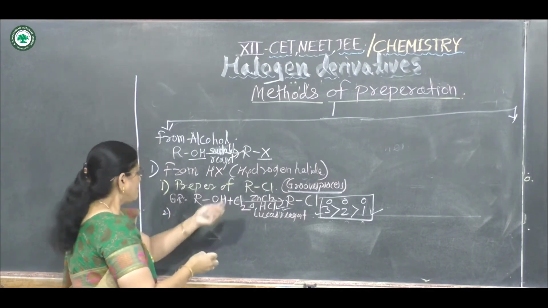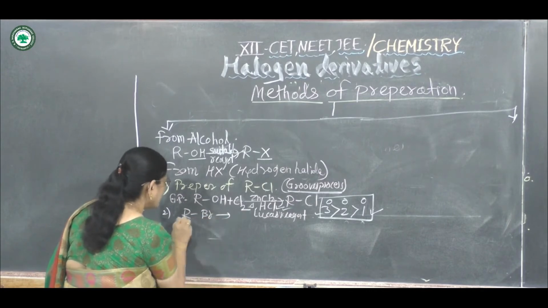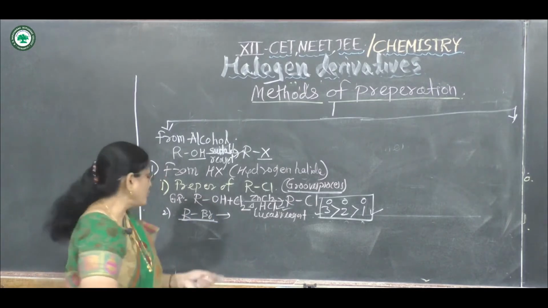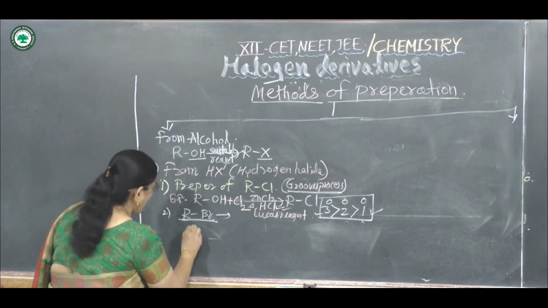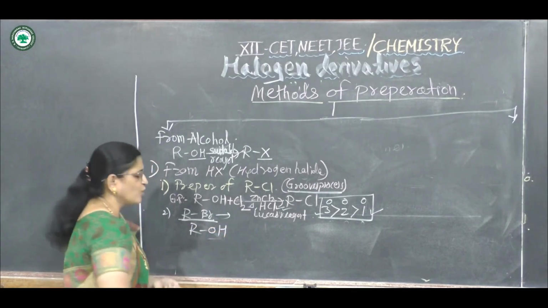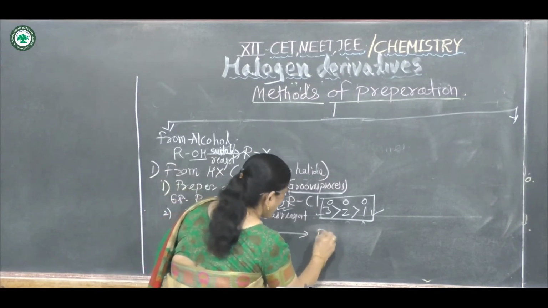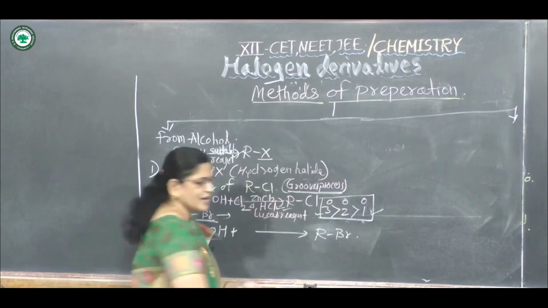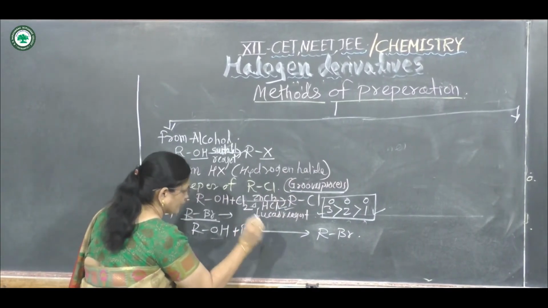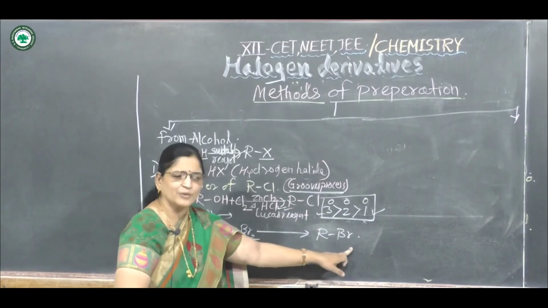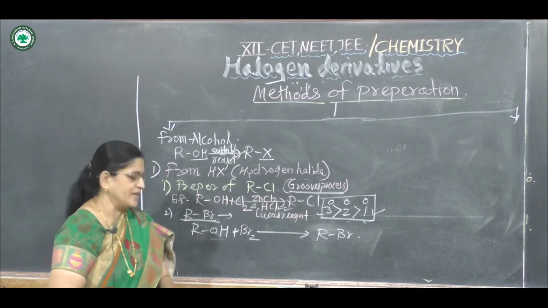Then second, preparation of alkyl bromide, formation of alkyl bromide. How will you prepare alkyl bromide? Again from alcohol, that is ROH, alcohol molecule. Suppose we have to prepare RBr, alkyl bromide. Then it reacts with bromine molecule. So we have to react this alcohol with bromine.